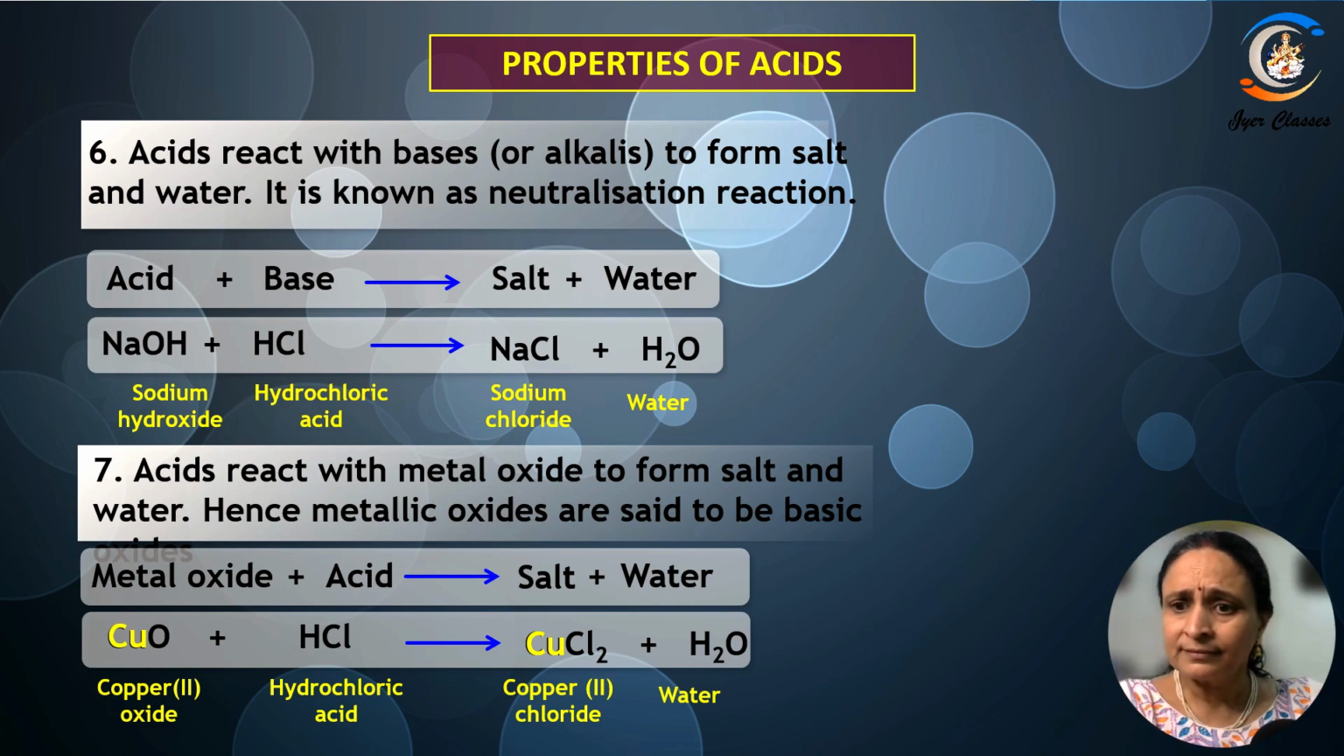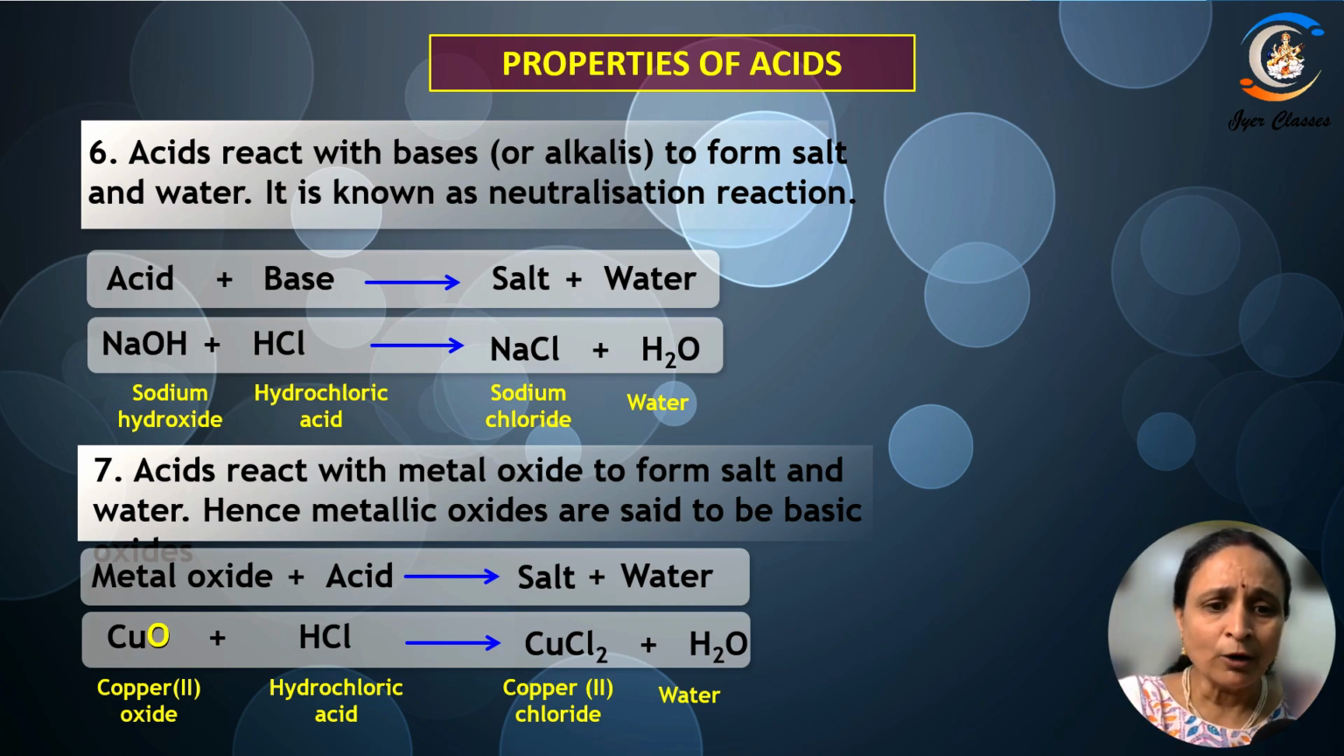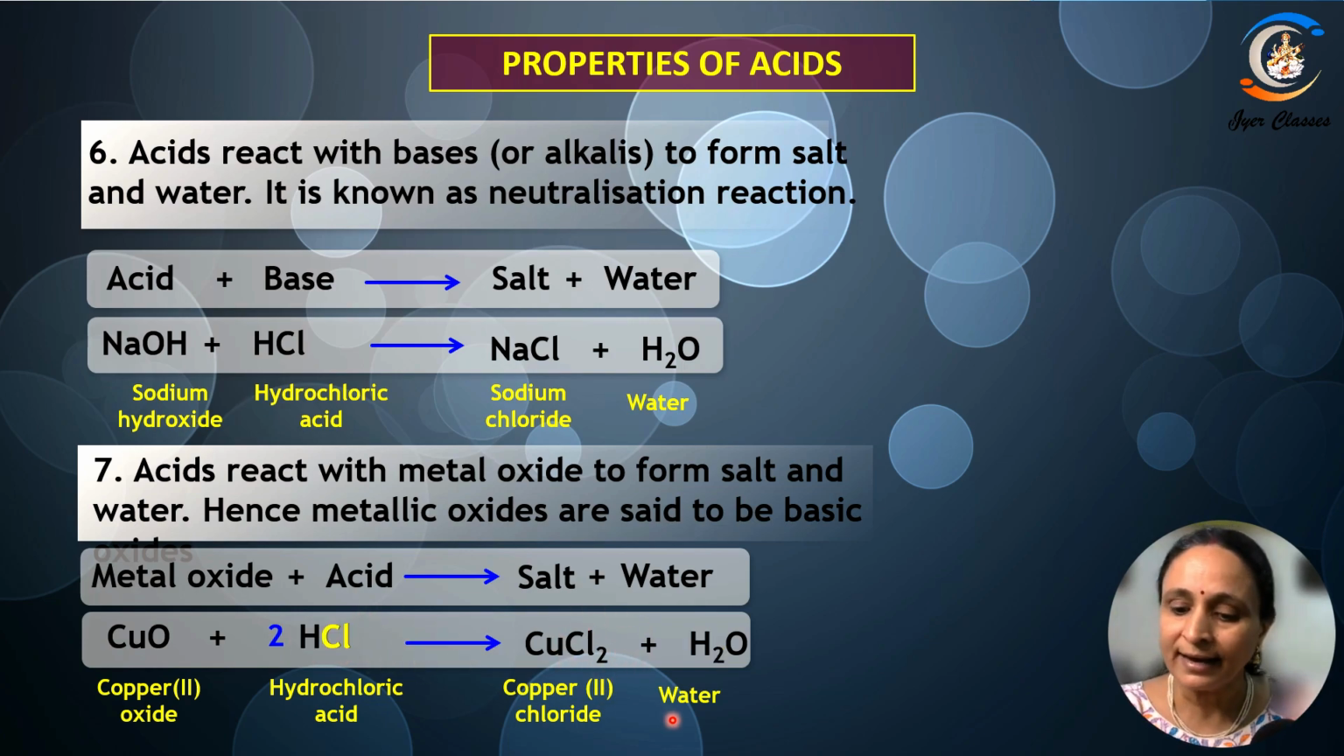Balance it. What happens? You have got one copper done. One oxygen done. Then there is hydrogen, one on the reactant side and two on the product side. So make it 2. So 2 hydrogen balanced, and you have also got 2 chlorine out here. So here also we have got 2 chlorine. The reaction is now balanced, right?